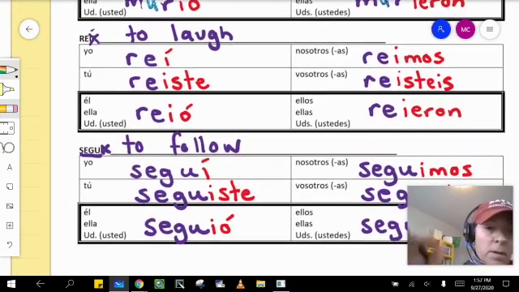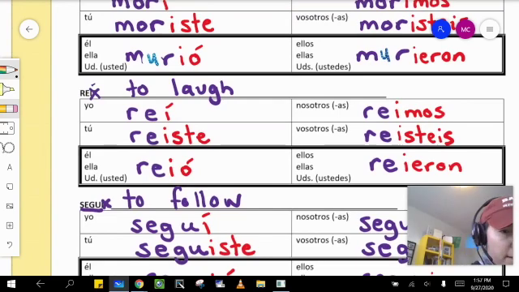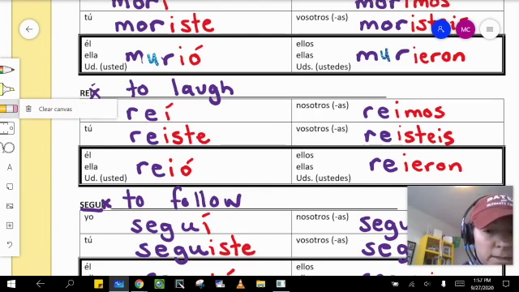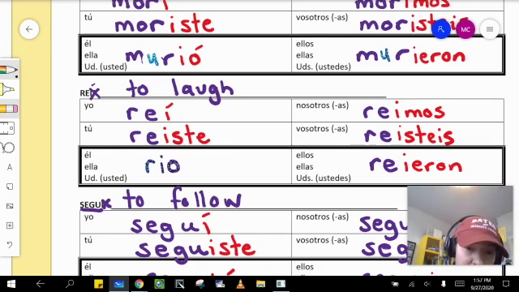Okay. Reír and seguir. Reír is tricky. It has some slight exceptions to the rule. This is an E to I, and what happens with reír is this one really changes a lot. I wish I could make this one easier. I'm actually just going to erase the whole thing, and I'm going to rewrite it. Reír becomes río. No accent, nothing, just río.